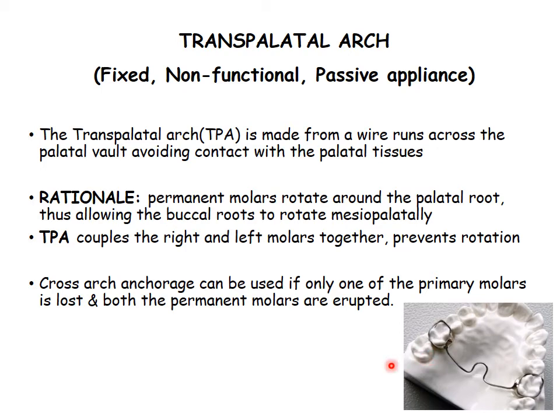But this appliance is only given if a single tooth is extracted or missing. So the transpalatal arch can be used only if one of the primary molars is lost, if both the permanent molars have erupted. If both the primary molars are lost, then this is not the correct appliance to be given. Then the Nance palatal arch has to be given. But if a single tooth is lost, then the transpalatal arch appliance can be given.